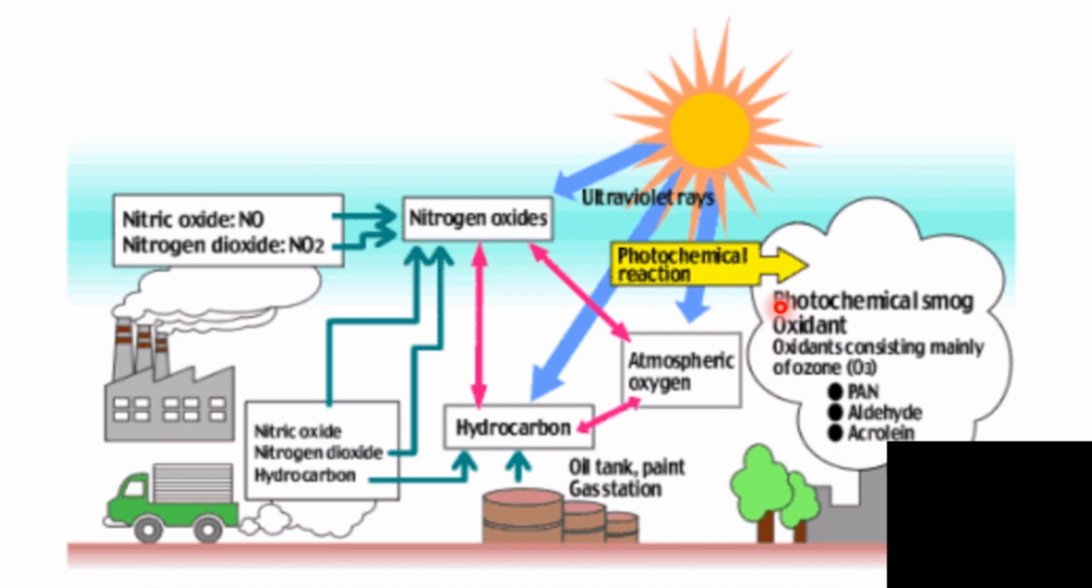Basically this is an oxidizing atmosphere. You can also call them oxidants. What are the oxidants? They are ozone, mainly ozone, PAN, aldehyde, acrolein. So these are the secondary pollutants. So that is known as photochemical smog.